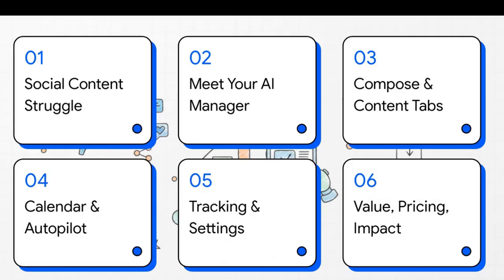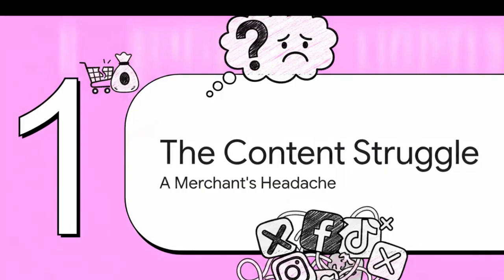We're going to cover the social content struggle, meet your AI manager, the compose and content tabs, calendar and autopilot growth, tracking success and settings, and finally wrap up with value, pricing, and impact. All right, part one, the social content struggle.